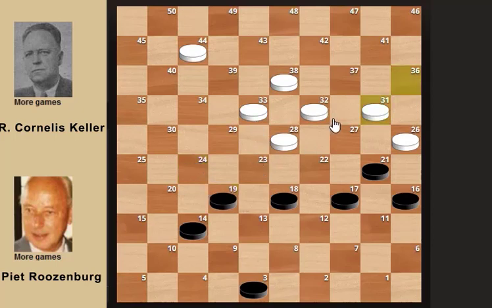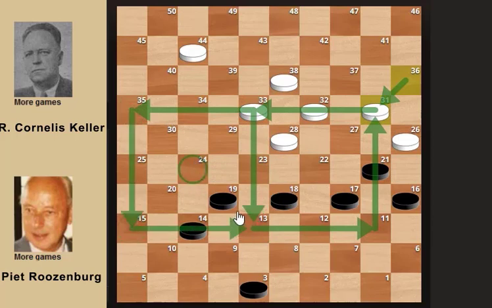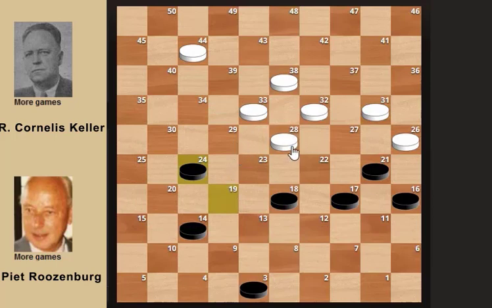Okay, so after playing 36, 31, if you draw the square, we see that we can move to the center of the square. So if you draw a double square here, we can move to the center of the square. So that is what Roozenburg played. He moved to the center of the square to have control over 29 and 30, also preventing Keller from playing 33, 29.